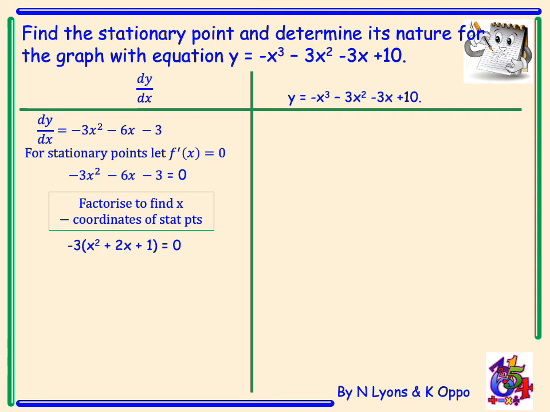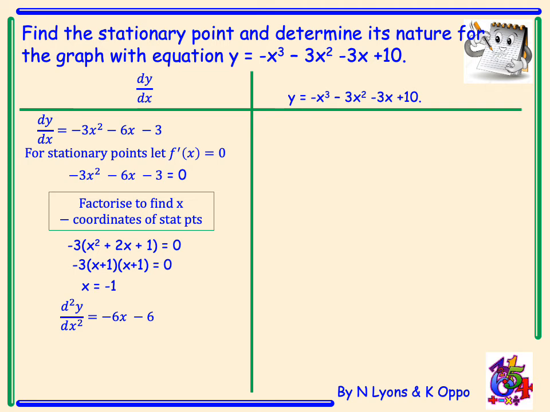Now I have to factorise x squared plus 2x plus 1, and that gives me minus 3(x plus 1)(x plus 1). Solving that gives me a stationary point at x equals minus 1. So now check the nature of it. So d2y by dx squared, the second derivative, tells me the nature of my turning point.